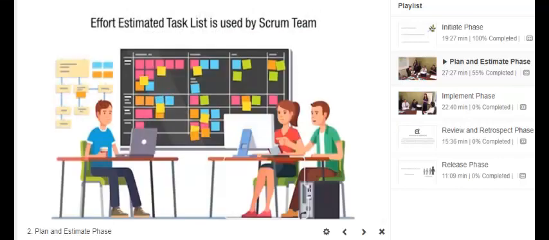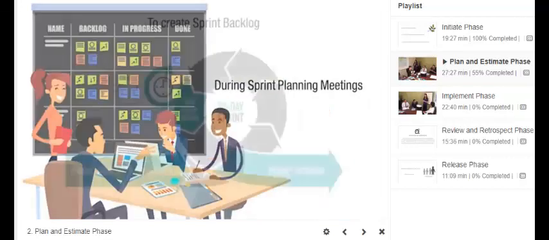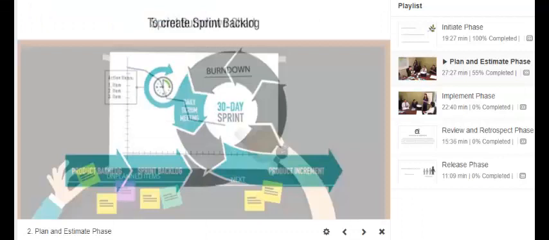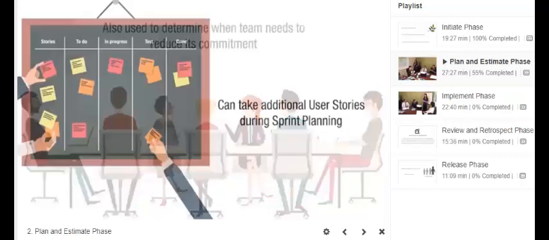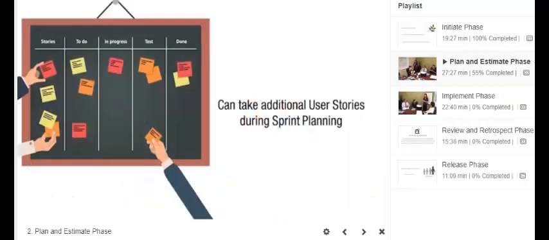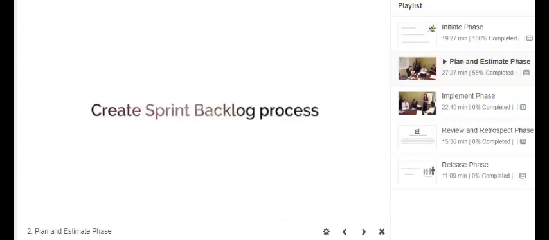The Effort Estimated Task List is used by the Scrum team during sprint planning meetings to create the sprint backlog and sprint burndown chart. It is also used to determine when the team needs to reduce its commitment or can take on additional user stories during sprint planning. Let us conclude this session by discussing the mandatory inputs, tools, and outputs of the Create Sprint Backlog process.